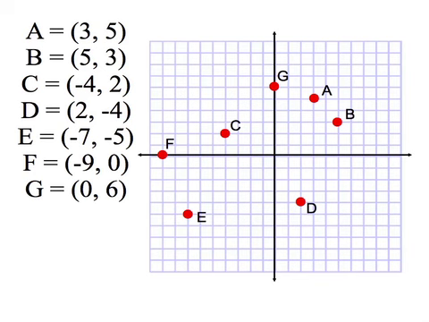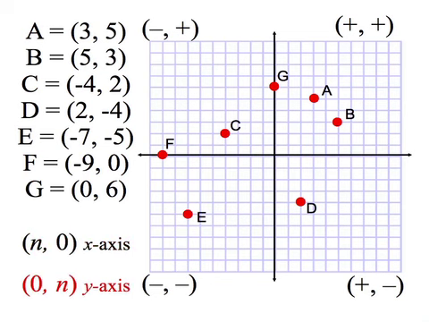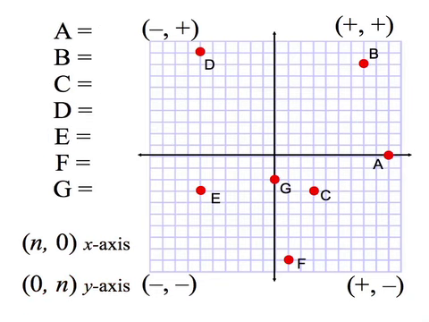And you may have noticed by now that if both numbers are positive, it's in quadrant 1. A negative followed by a positive is in quadrant 2. If both numbers are negative, it's in quadrant 3. And if the first number is positive and the second number is negative, it's in quadrant 4. And a number followed by 0 will always be on the x-axis, and 0 followed by a number will always be on the y-axis. And of course, we already know if both numbers are 0, the point is the origin.